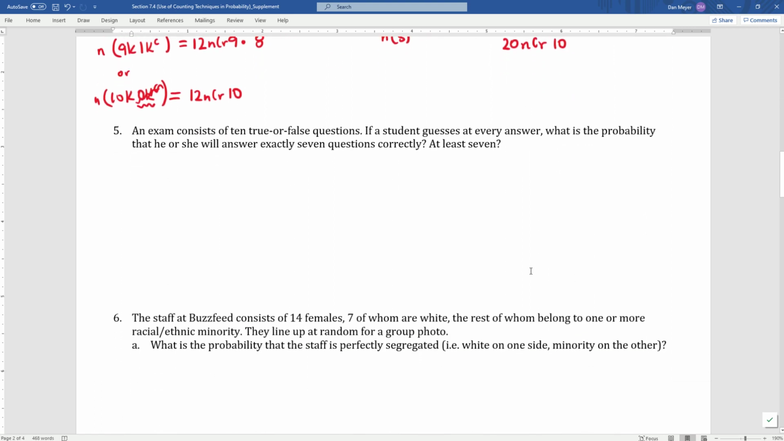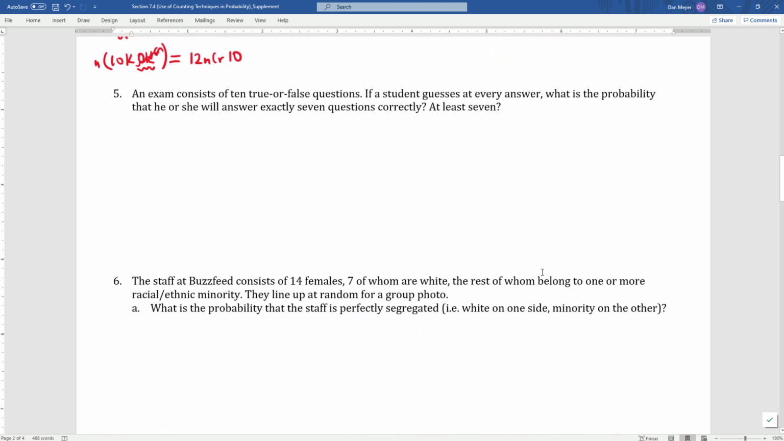Number 5, an exam consists of 10 true or false questions. If a student guesses at every answer, what is the probability that he or she will answer exactly 7 questions correctly? So I guess there are 2 parts, exactly 7 or at least 7. There are 2 parts to this question. Let's talk about the exactly 7: the probability that the number correct equals 7.